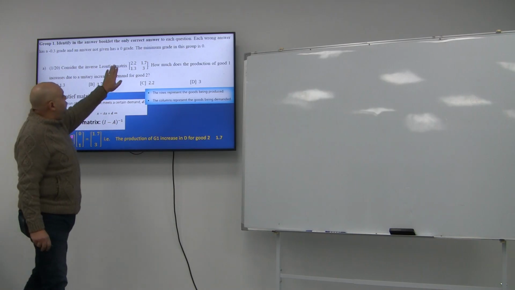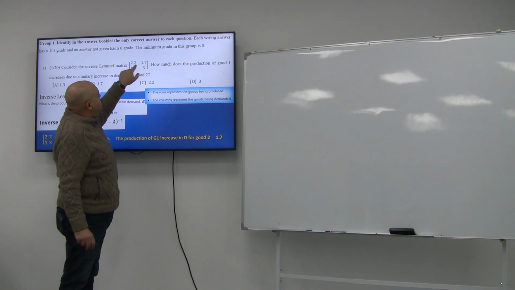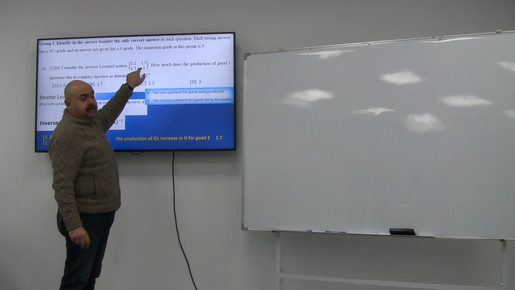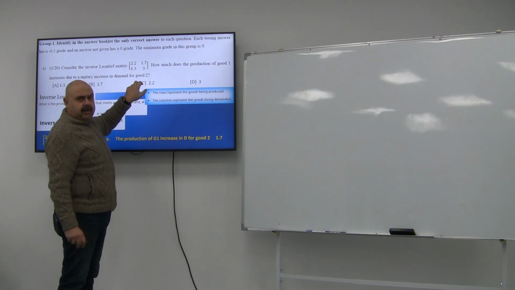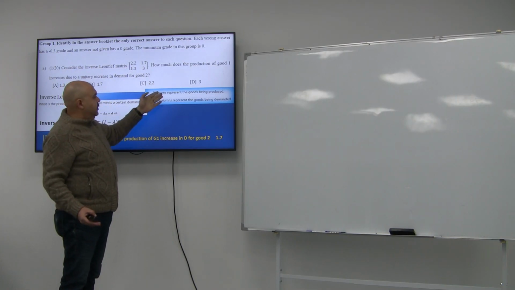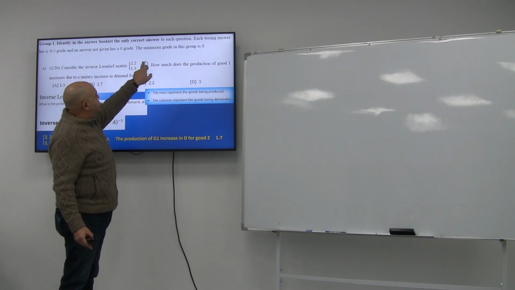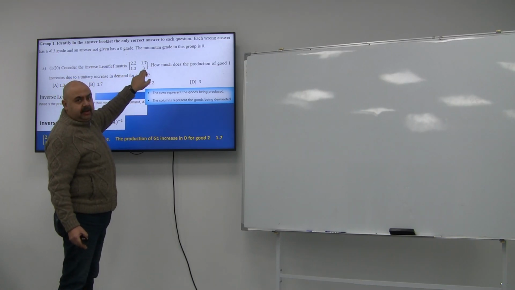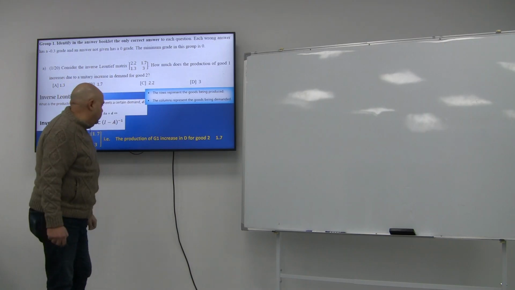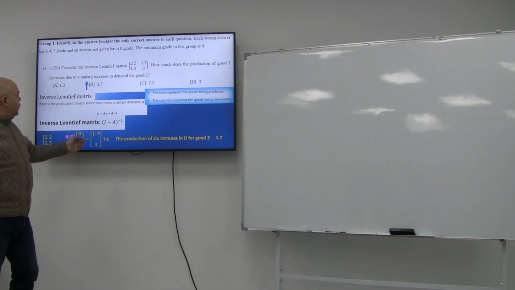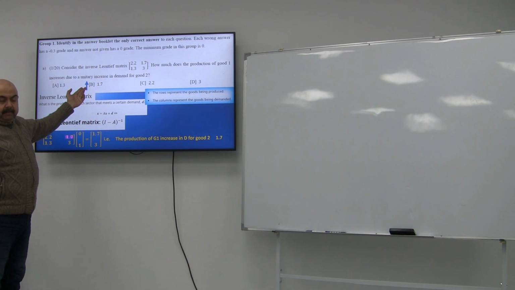We can also get it from this matrix. These are the rows, which are the productions. These are the columns, which stand for the demand. This is why I've given you this remark. So simply, it's going to be the first good and the second demand by 1. So it's going to be 1.7. So now the answer is number B.